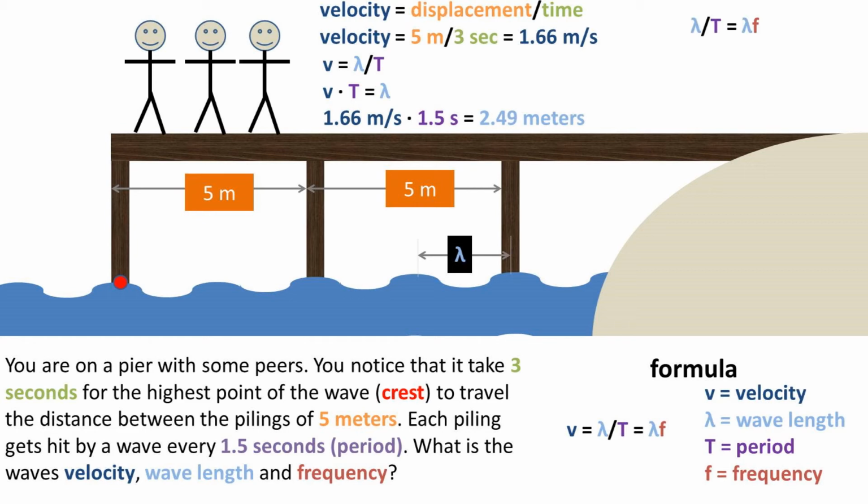Now for our final step, we can use the formula wavelength divided by the period equals the wavelength times the frequency. If we divide both sides by the wavelength, we are left with 1 over the period equals the frequency. Plugging in our numbers, we get a frequency of 0.66 Hz or 0.66 cycles per second.